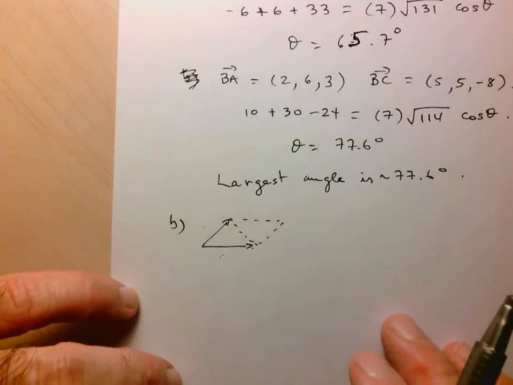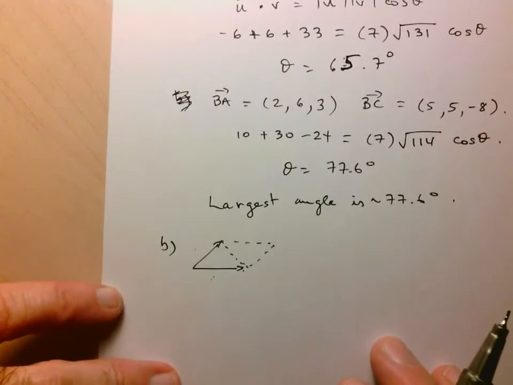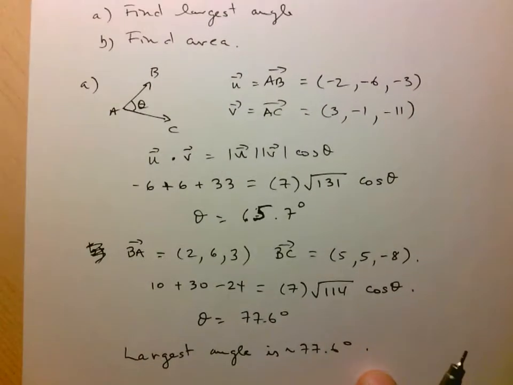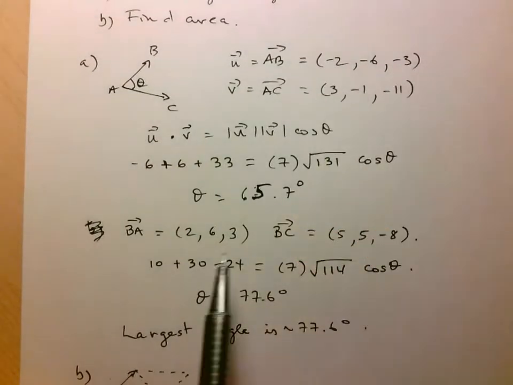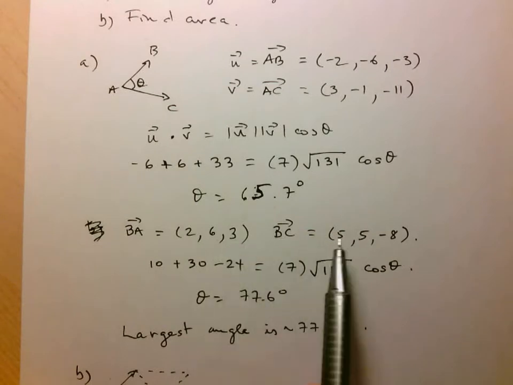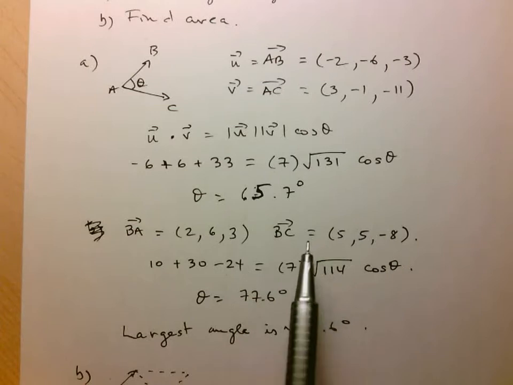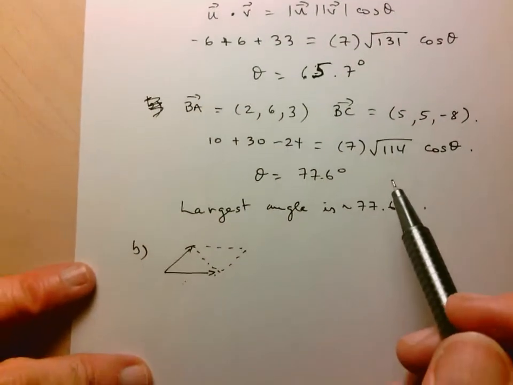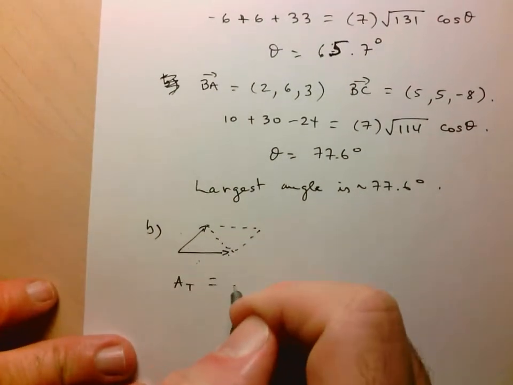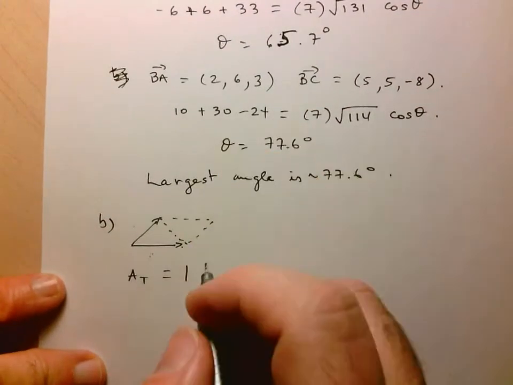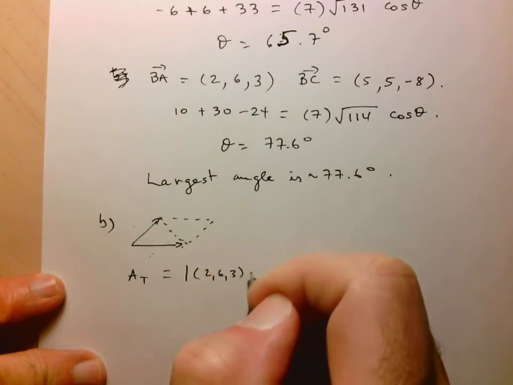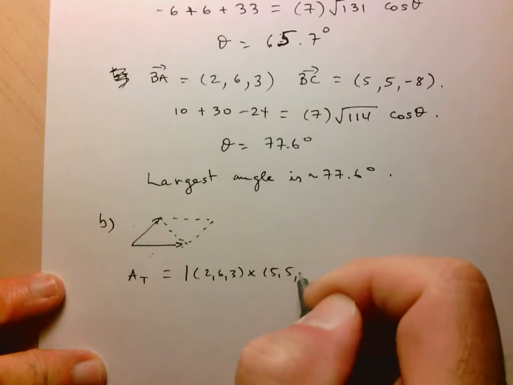Okay, now it doesn't matter which two vectors I use to define the triangle or the parallelogram. Either one should work. So I'll look at my two sets of vectors, and this one here looks a little easier, so I'll do that one. Maybe I'll even do both just to convince you that it is going to be the same. So the area of the triangle is going to be the magnitude of the cross product of these two vectors. So 2, 6, 3 cross 5, 5, negative 8.